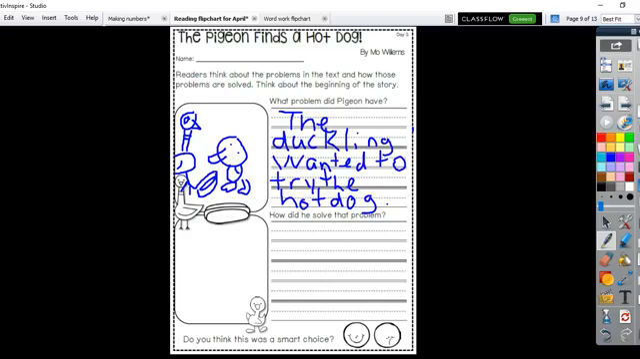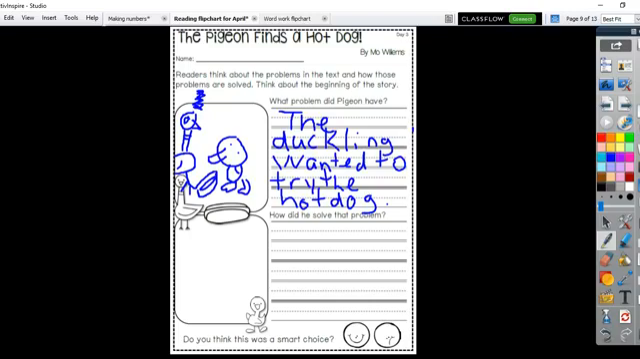Duckling wanted to try the hot dog. So the problem was, did Pigeon really want to share the hot dog? No. And I'm actually going to put that little line that Mo Willems used to show the Pigeon was not happy with something. That I thought was really cool, that he expressed emotion.